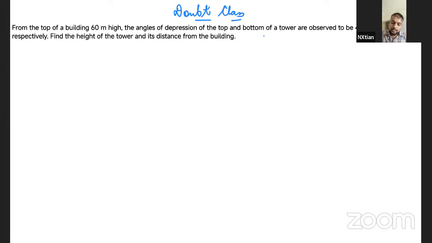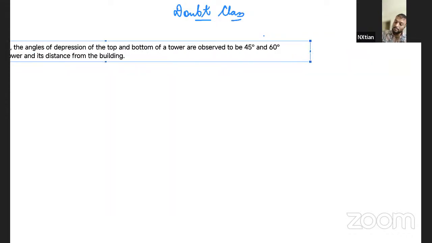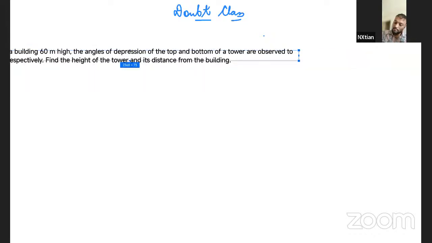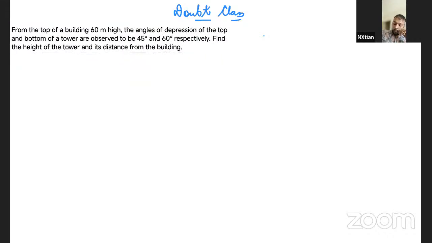Okay, now this is the question. From the top of the building of 60-meter height, the angle of depression of the top and the bottom of the tower is considered as 45 and 60 degrees. Find the respective angle. Okay, so this is a very easy question. First of all, you have to draw the diagram.